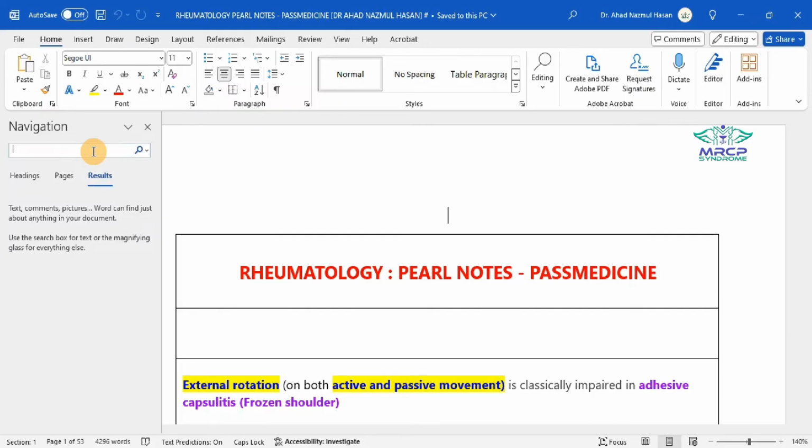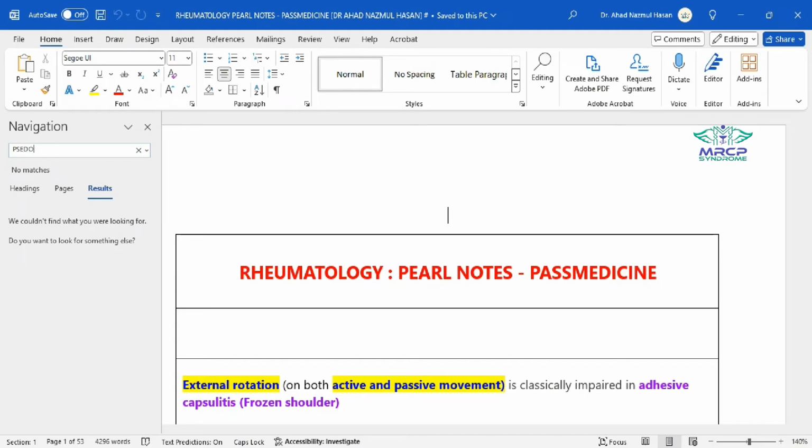And this hemochromatosis is one of the risk factors for the development of pseudogout. What are the other risk factors? Hypomagnesemia.